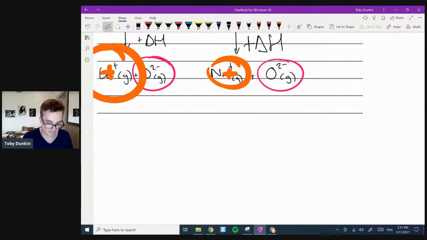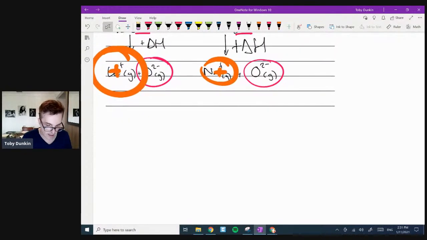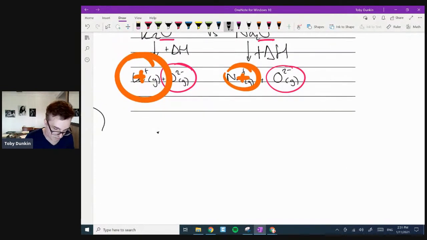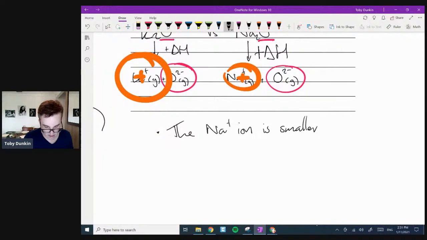And what we learned in ionic bonding at AS level is that the charge and the size of the ion matters. So what you're going to write down here is bullet point number 1, the sodium ion, the Na plus ion, is smaller compared to K plus ion. 1 mark.